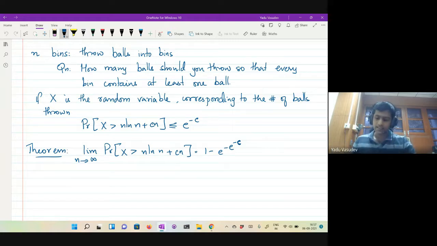So again, it's stating the same thing, right? For large enough values of n, x, which is the number of balls that you have to throw before all the bins have at least one ball, is going to be like n ln n plus cn. It cannot be much larger than n ln n, right? So this is what we are going to see right now. Is this clear? Any questions so far? Is the goal clear? What we are trying to achieve?